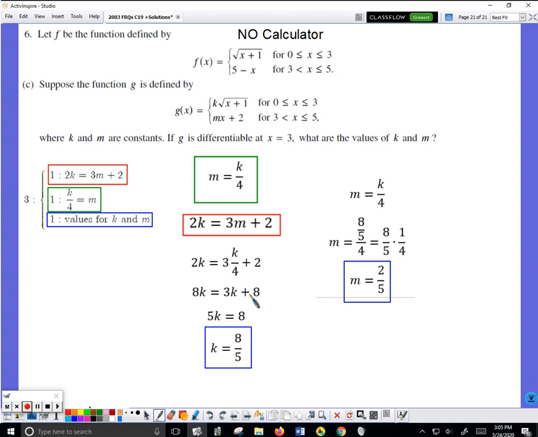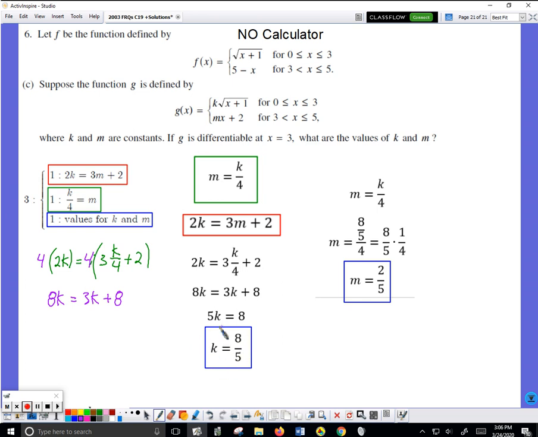If you can't quite see that, I'll write it out. Sorry, that should be a 4. So the 4 distributes, you get 8k. The 4 distributing here, the 4's divide out because these are all factors. Plus 8. Solving for k, subtract 3k from both sides. This side becomes 5k. k is equal to 8 over 5.